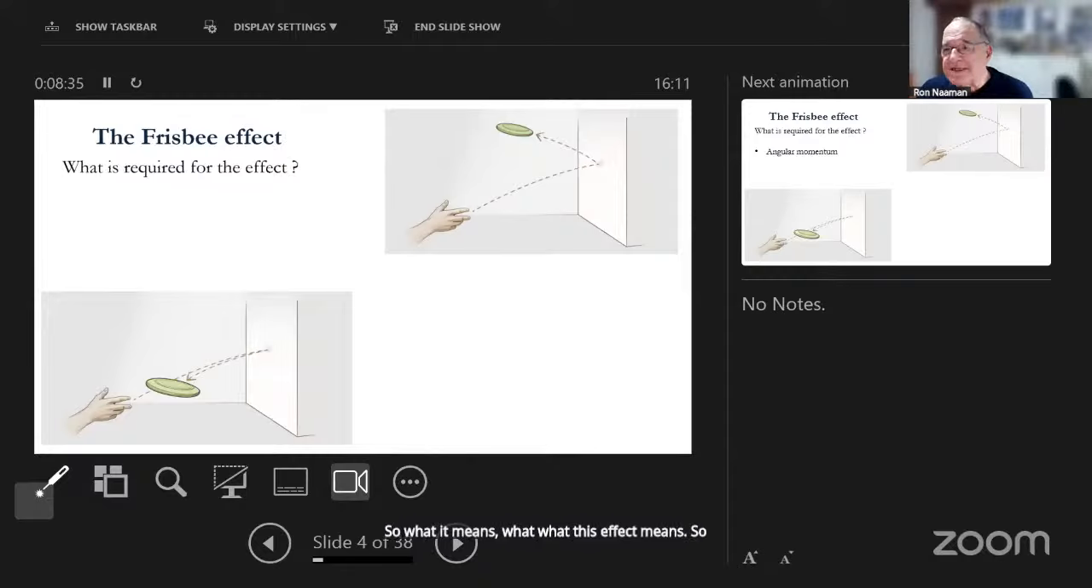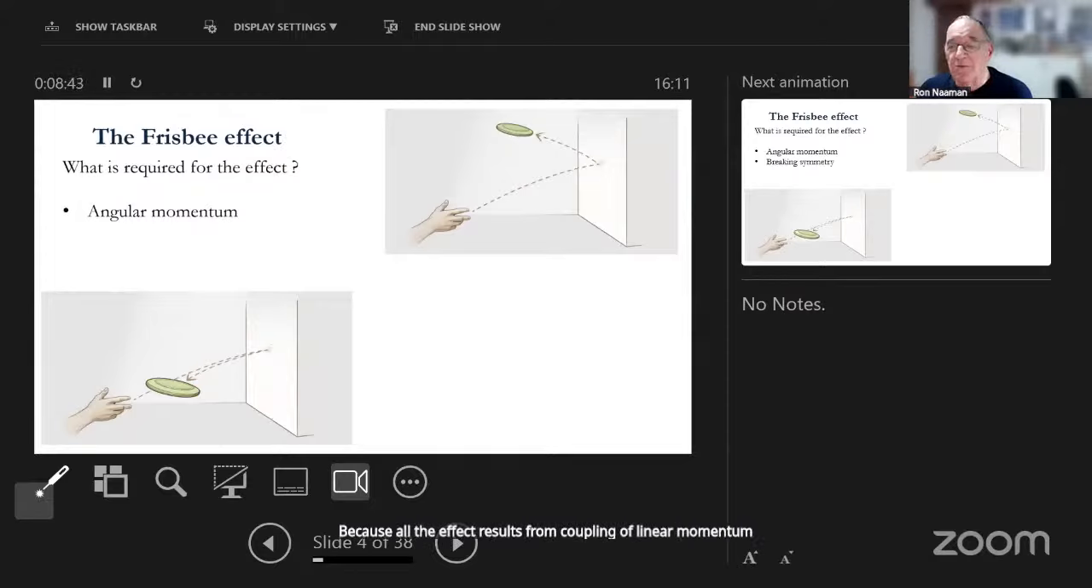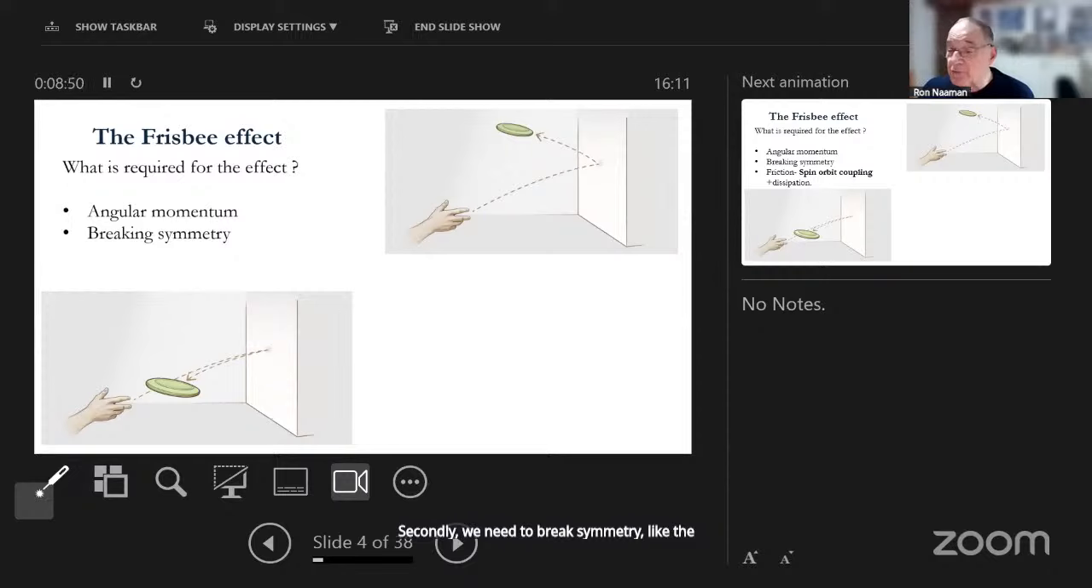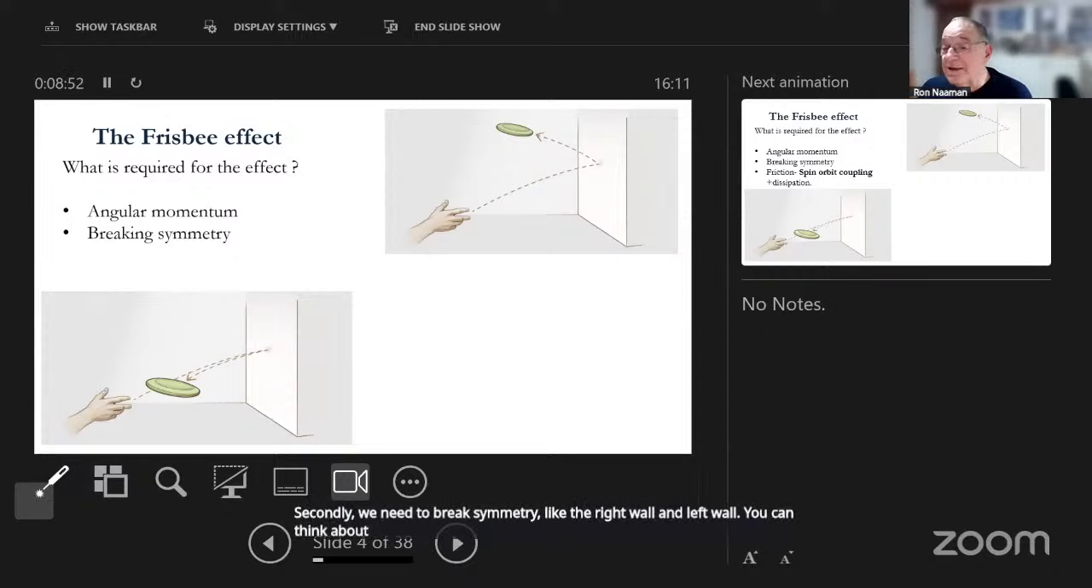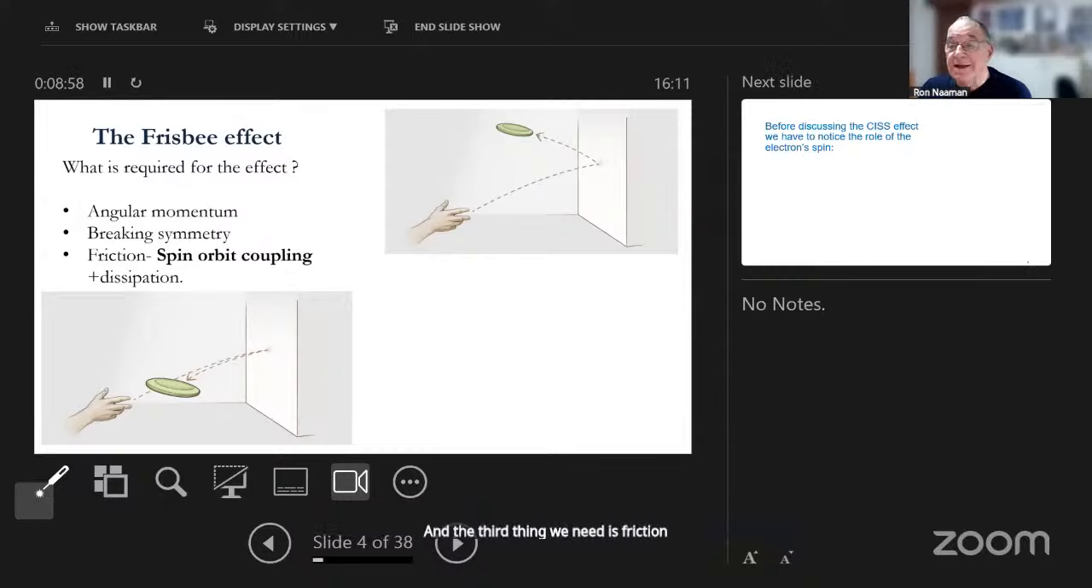We need for this effect, of course, angular momentum, because all the effect results from coupling of linear momentum with angular momentum. Secondly, we need to break symmetry, like the right wall and left wall. You can think about a right-handed molecule and a left-handed molecule. And the third thing we need is friction, namely a way to couple the two momenta.